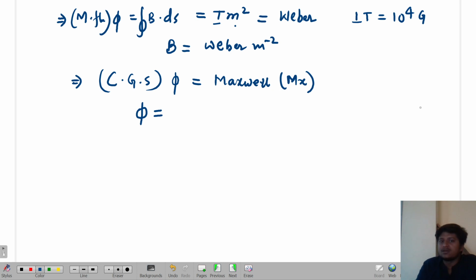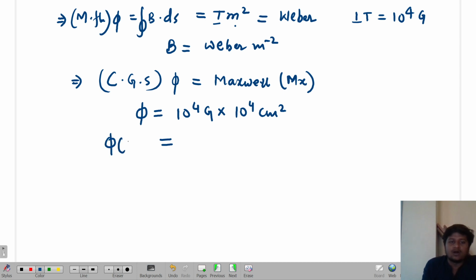Right or not? Yes or no? So first I'll have to convert Tesla into Gauss. So it will become 10 to the power of 4 Gauss. Now, meter will change to centimeter, yes or no? 1 meter is 10 to the power of 2 centimeter. So if it is meter square, it will become 10 to the power of 4 centimeter square. So therefore, phi in terms of CGS system is equal to 10 to the power of 8 Gauss centimeter square.